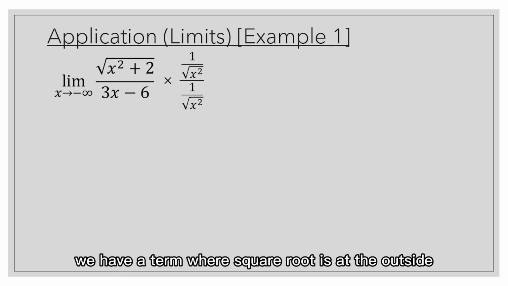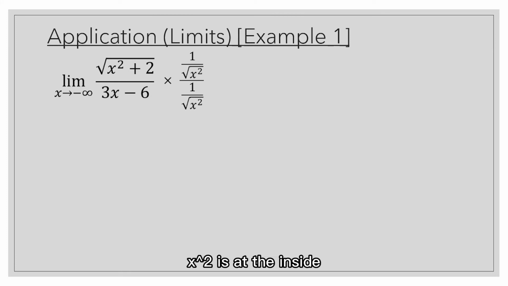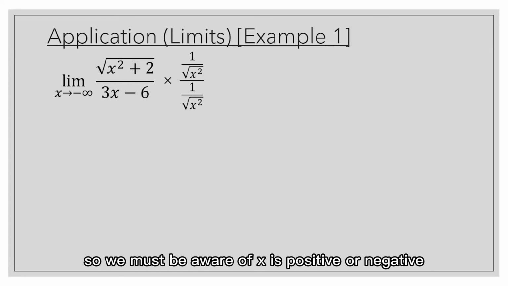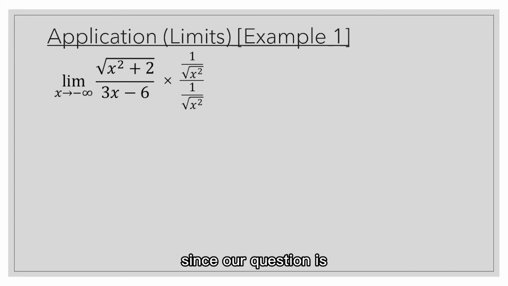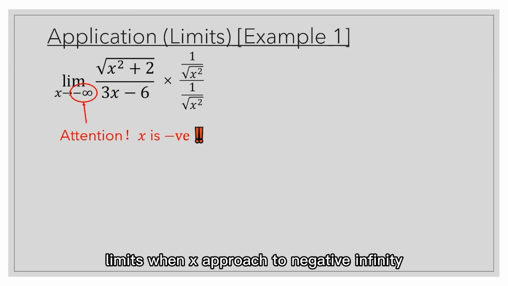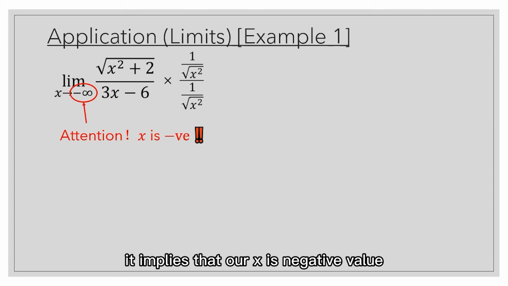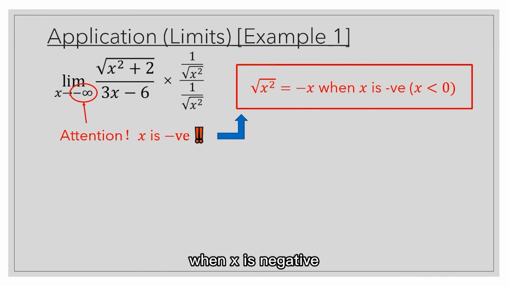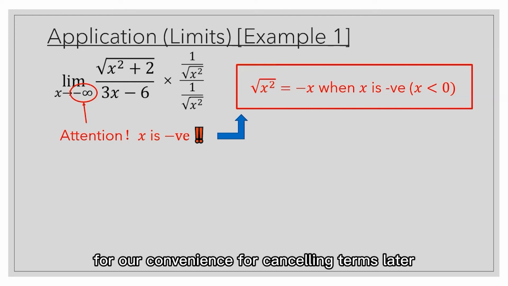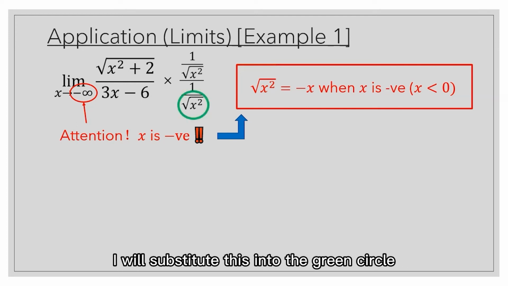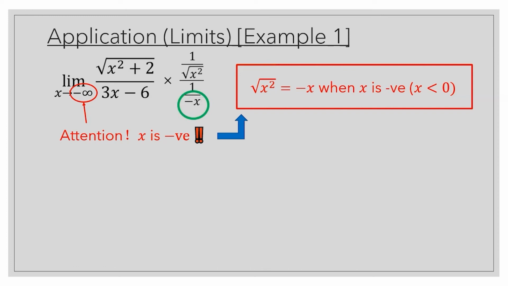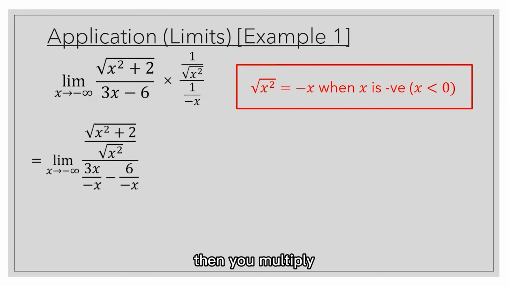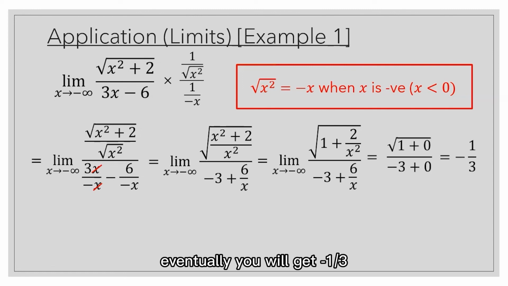Notice that we have a term where the square root is at the outside and x squared is at the inside, so we must be aware of whether x is positive or negative. Since our question is the limit when x approaches negative infinity, it implies that our x is a negative value. Since x is negative, according to what we have discussed earlier, when x is negative, square root of x squared is negative x. For our convenience for cancelling terms later, I will substitute this into the green circle. Then you multiply, cancel the unneeded terms. Eventually you will get negative 1 over 3.